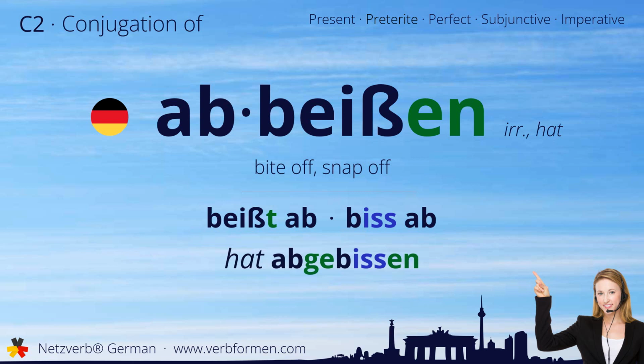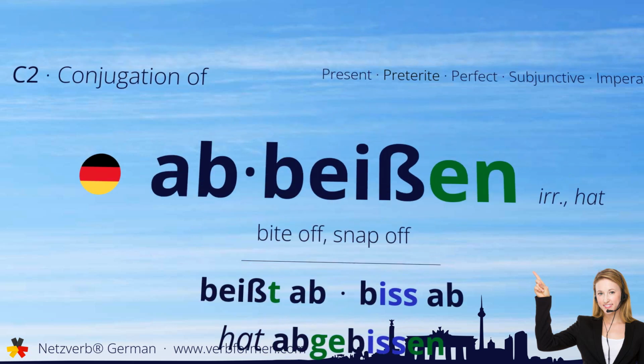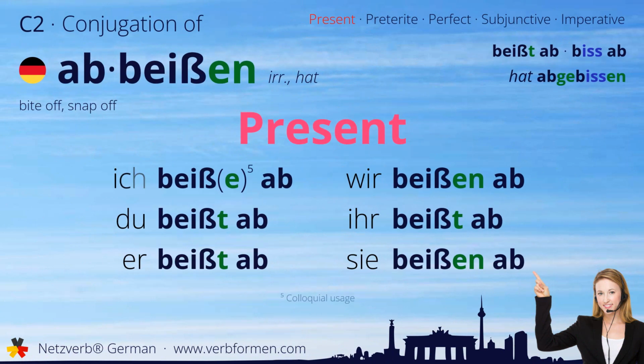Now let's move on to the tenses. First, we'll take a look at the present tense. Ich beiße ab. Du beißt ab. Er beißt ab. Wir beißen ab. Ihr beißt ab. Sie beißen ab.